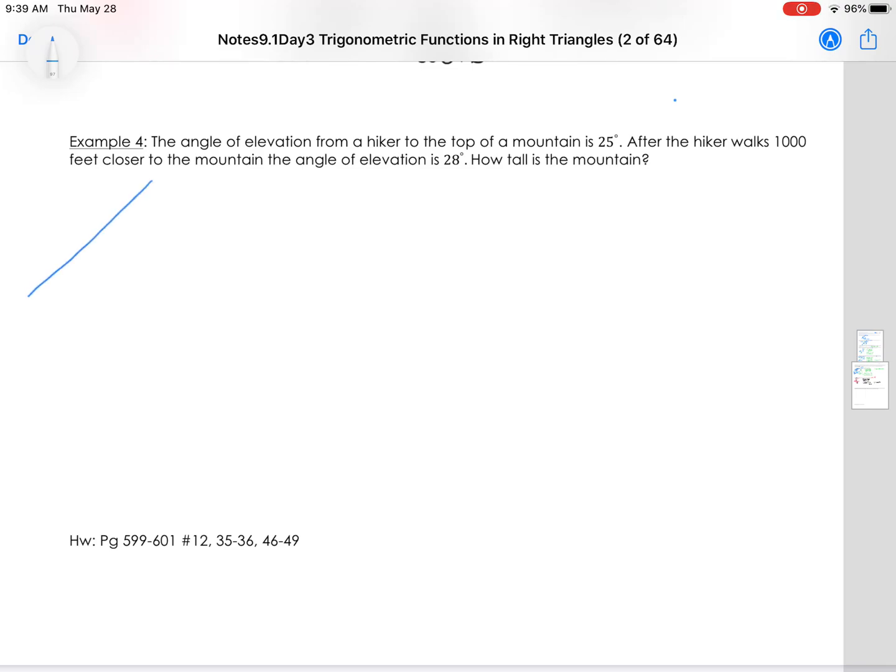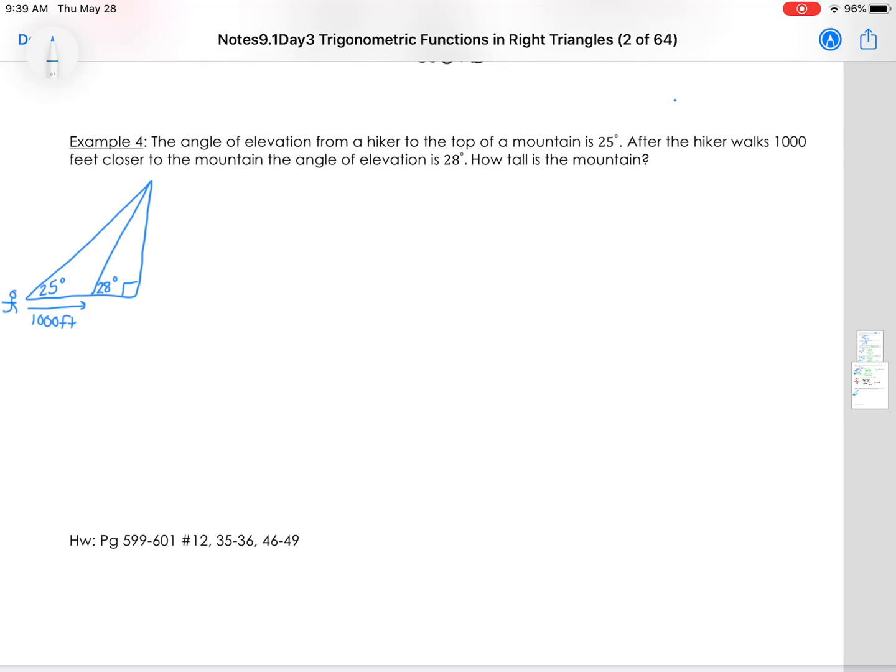So originally, we have somebody who's standing here, and the angle of elevation, 25 degrees, is right there. But that person then walks 1,000 feet closer to the mountain. So going this way, 1,000 feet closer, and the new angle of elevation is now 28 degrees. And the question is asking us, how tall is the actual mountain itself?